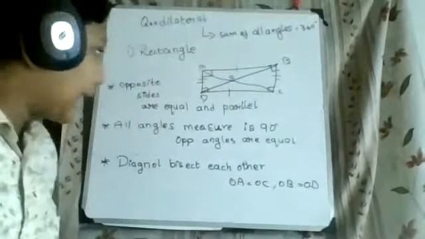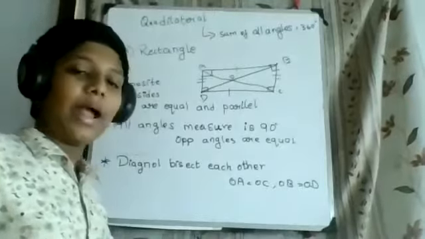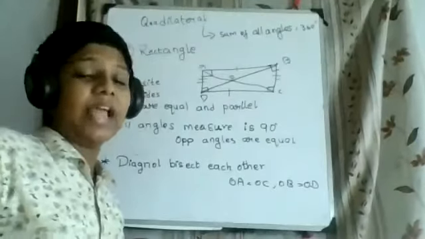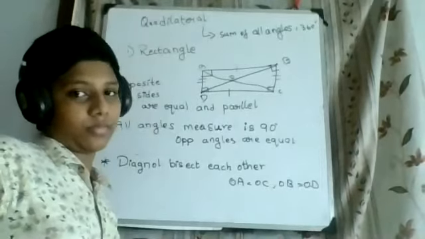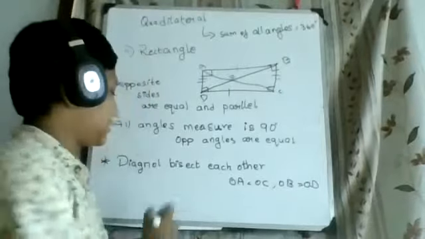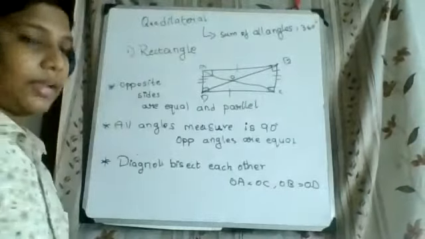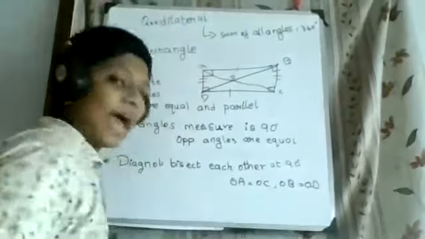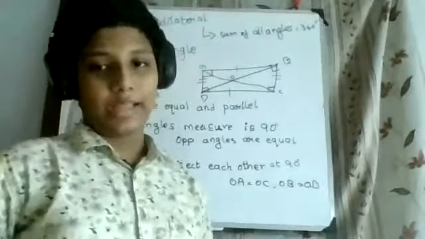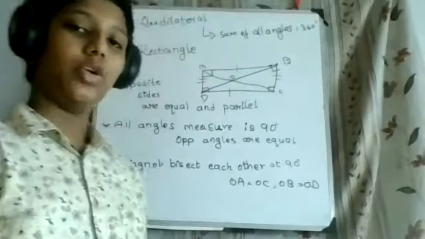Now let us revise rectangles. Okay, rectangle. Rectangle means opposite sides are equal as well as parallel, and all angles measure 90. And we can tell that statement also as opposite angles are equal. Okay, and diagonals bisect each other at 90 degrees. Otherwise, we can tell diagonals bisect each other perpendicularly. Okay, so OA is equal to OC, OB is equal to OD.